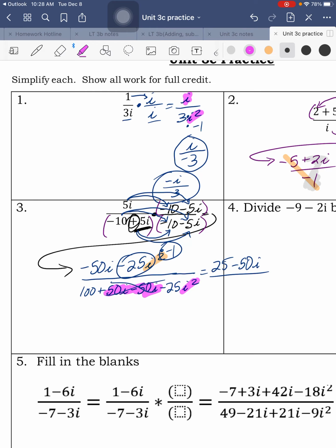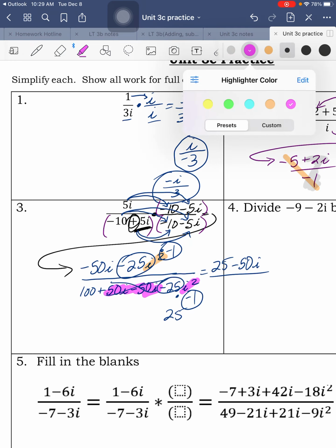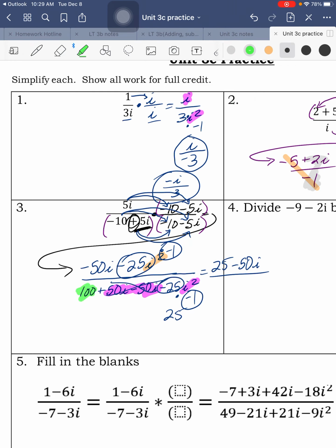And again, we have this i squared. i squared is -1. So we have -25 times -1, which is positive 25. And ultimately here we have 100 plus 25. That's a positive 25, so plus 25 is 125.